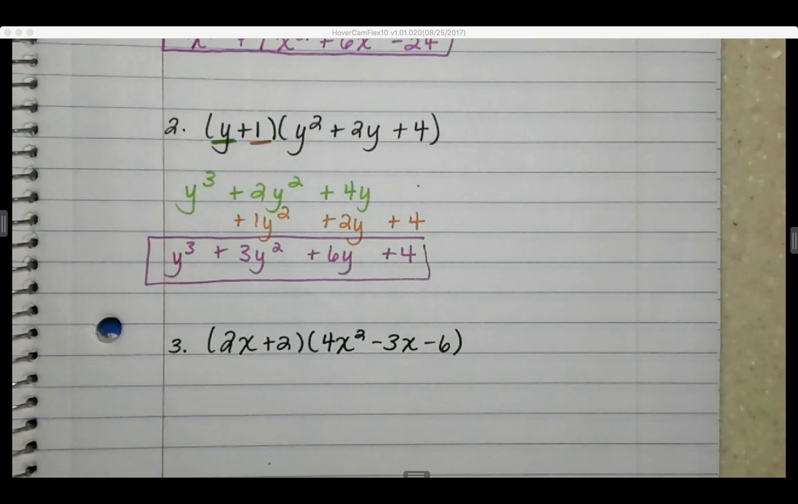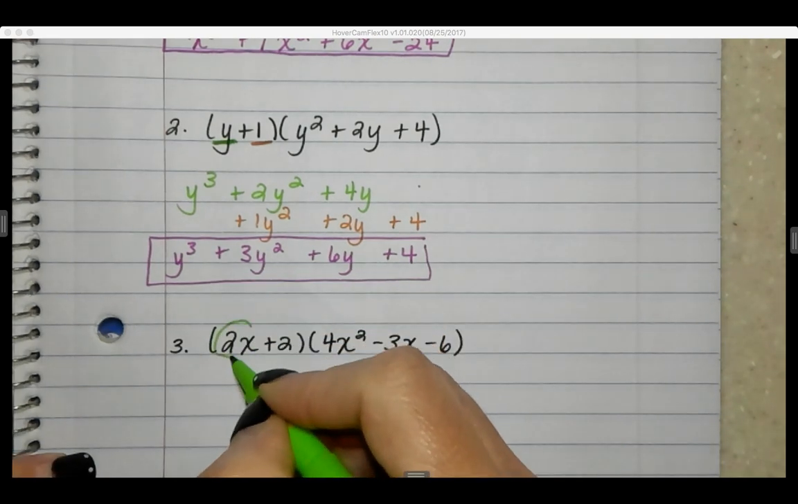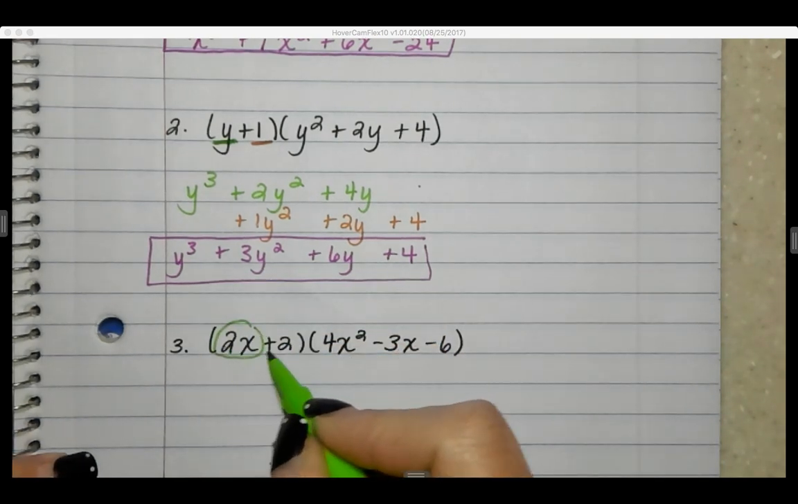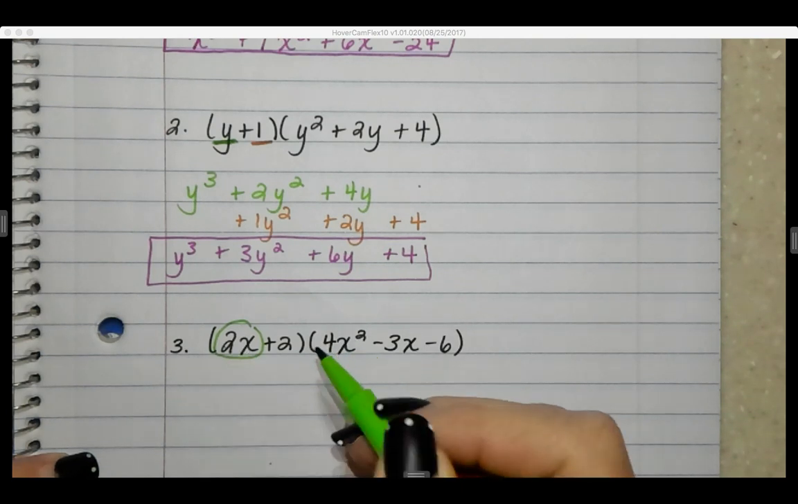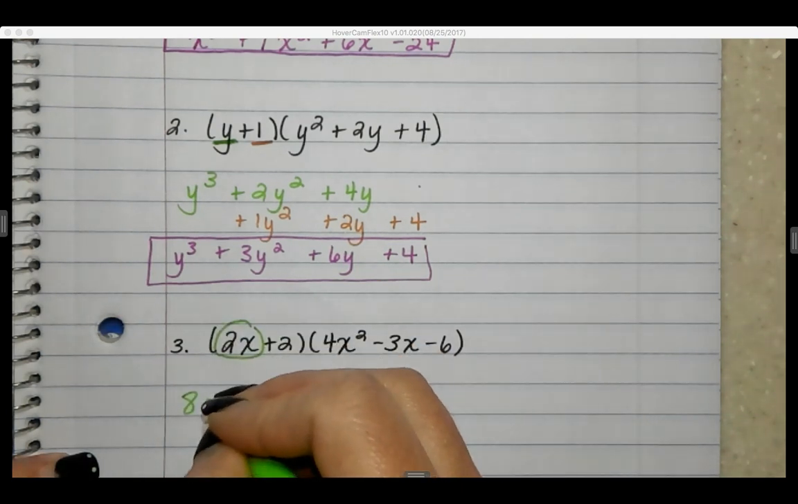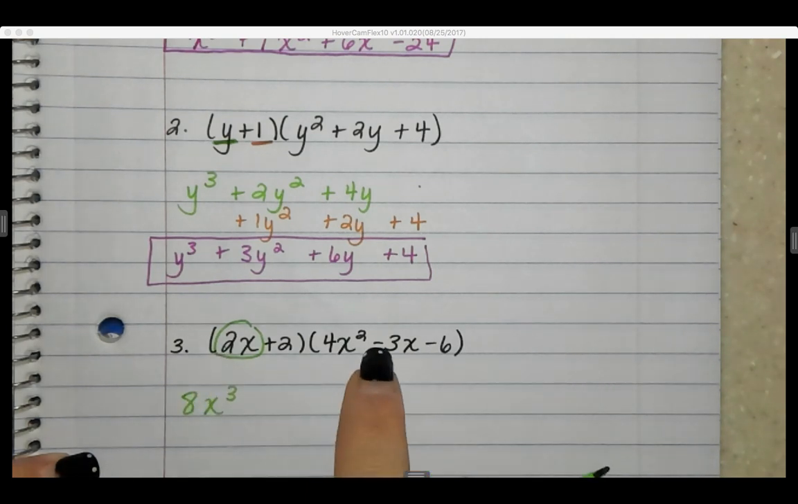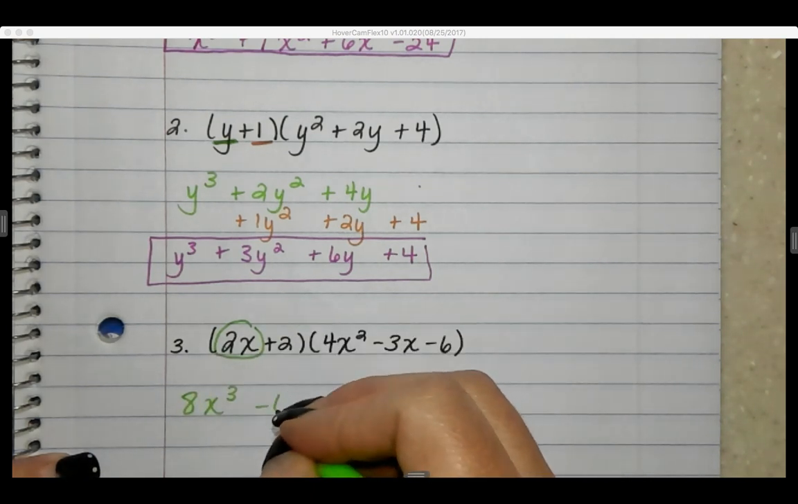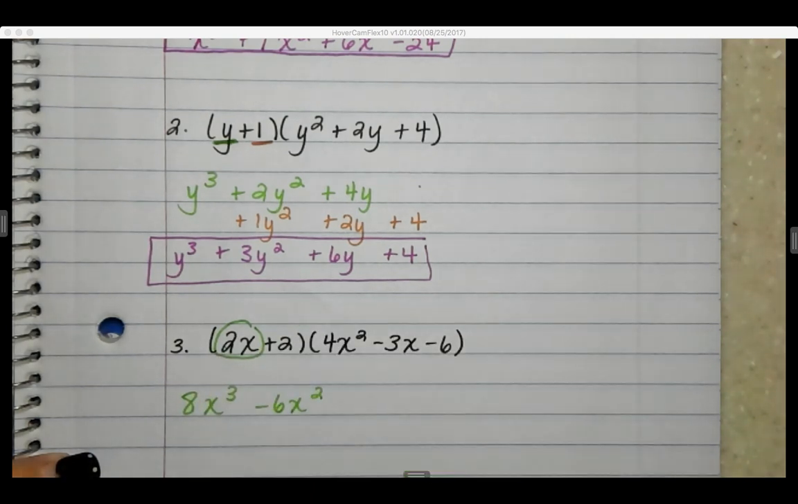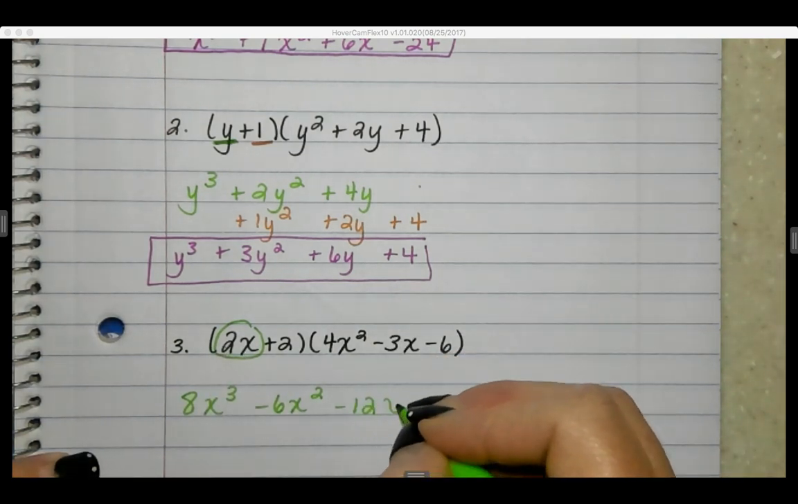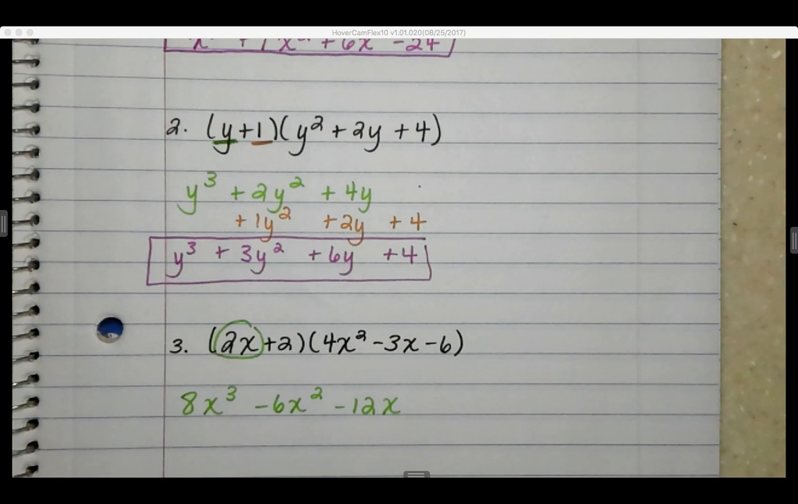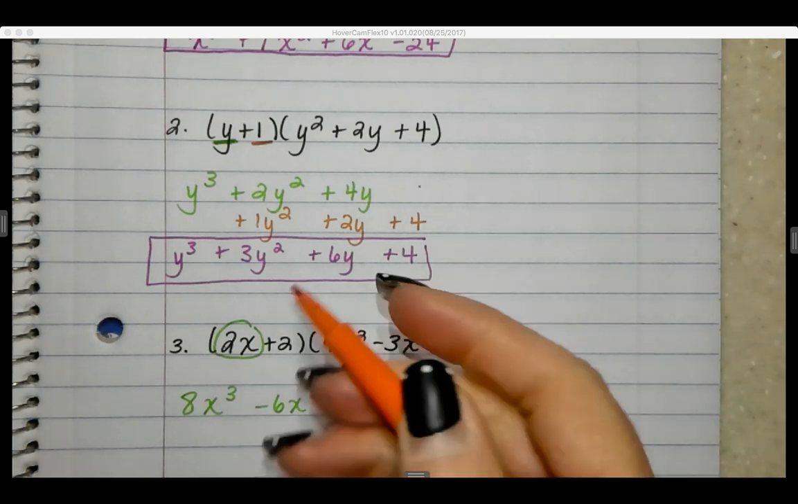Let's stick with the color coding. The first set of multiplication, that'll be this guy, and it'll be in green. 2x times 4x to the second power makes 8x cubed. 2x times minus 3x is minus 6x squared. 2x times negative 6 is negative 12x. Got to be careful with those negatives. They are going to mess you up if you go too fast.